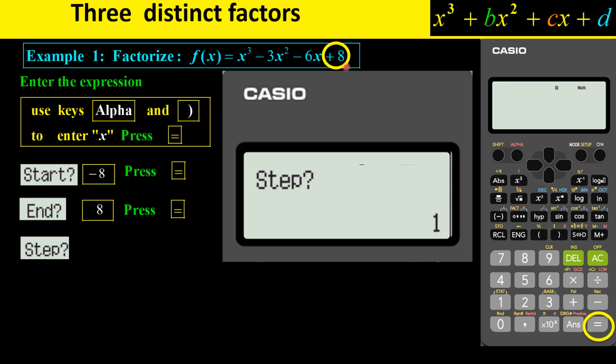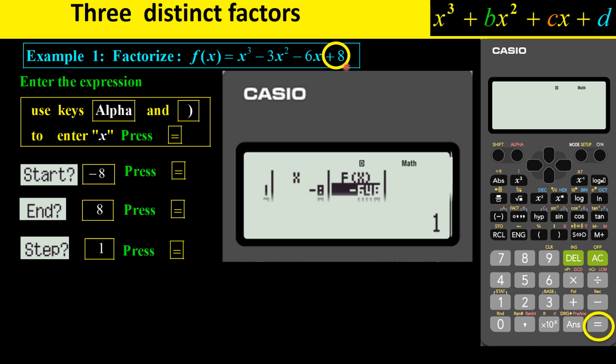In other words, it will go negative 8, negative 7, negative 6, just in steps of 1. The difference between the terms would be 1. My default step, always try to make that a 1. You press equal, and once you press equal, you see a table of values appears there.